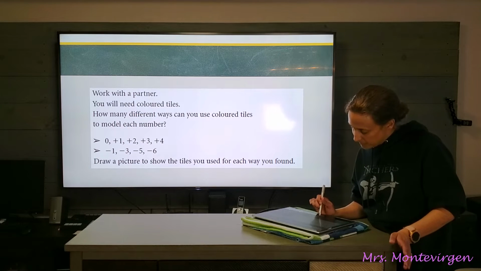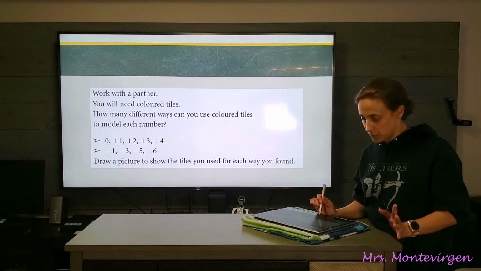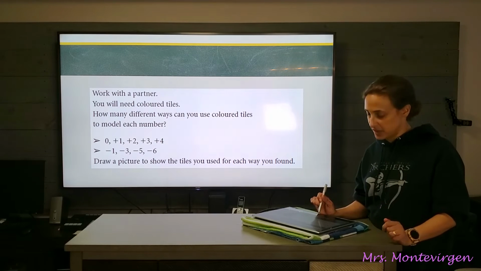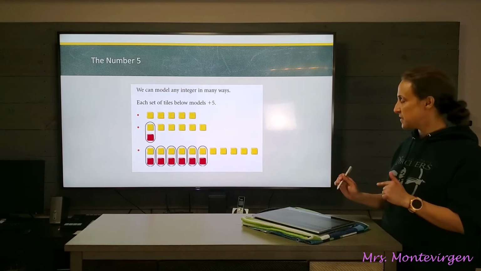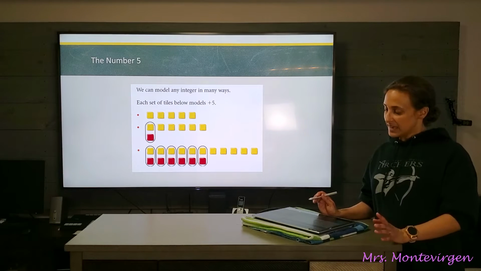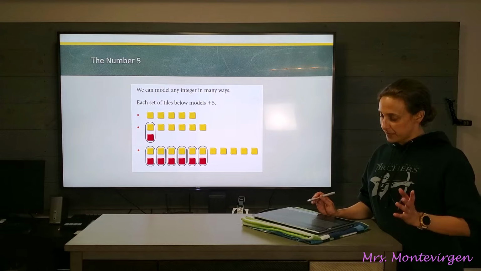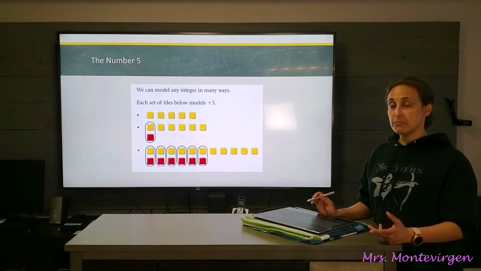Okay, now with this lesson, I'm just going to skip over this slide. If you want to sit and do it, definitely, please by all means do it. But I think this is the one that's going to be most useful. Now, I want you to think of different ways of actually modeling numbers.